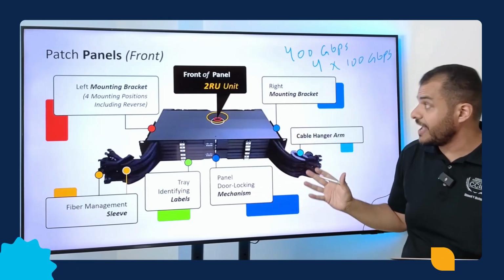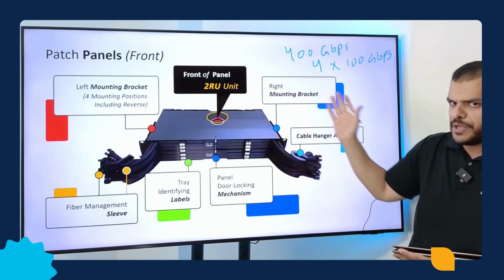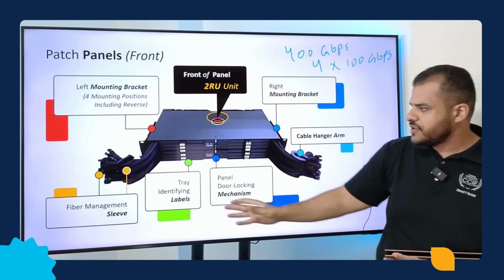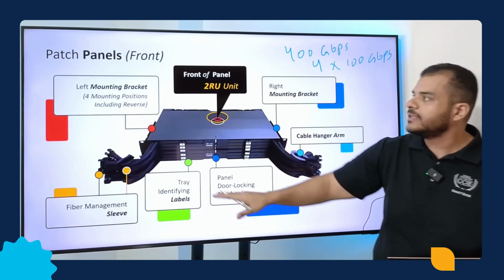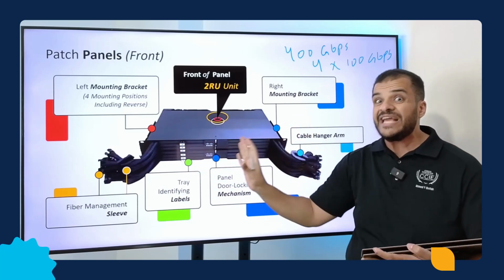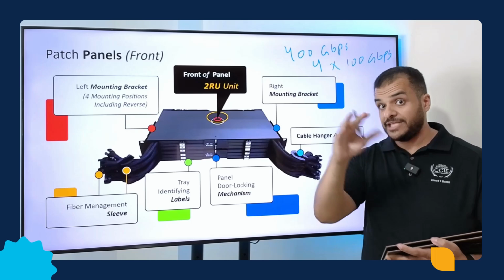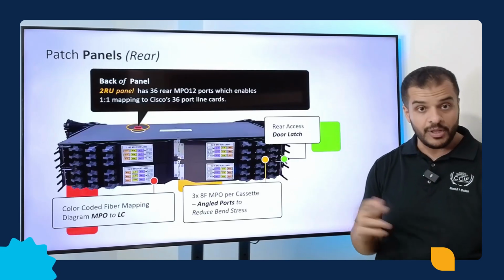Well, just take a look here at the different features of this 2-rack unit patch panel. I mean, you can read it yourself. The mounting brackets, the cable hanger arm, the tray identifiers with labels, the panel door locking mechanism, and lots of features in here that make this top-notch equipment that you need in your AI-enabled data center. Not just this, this is the front view. What about the rear view right here? Okay, well, here we go.